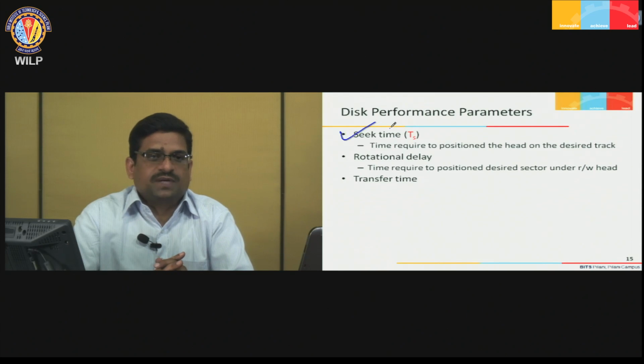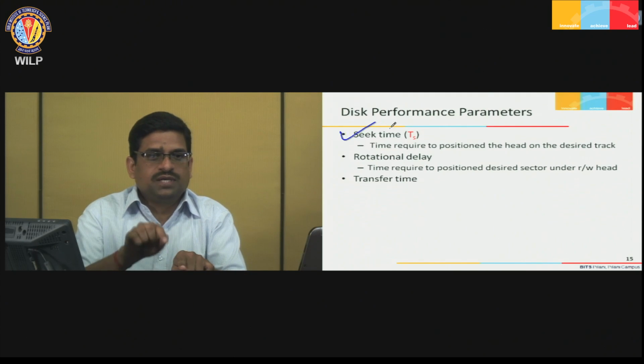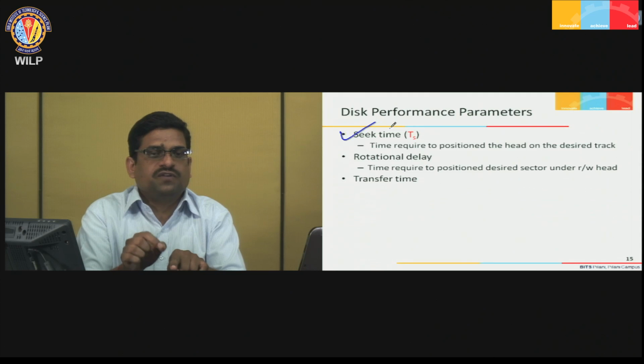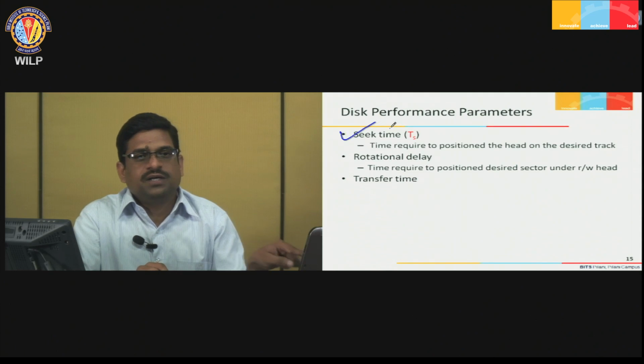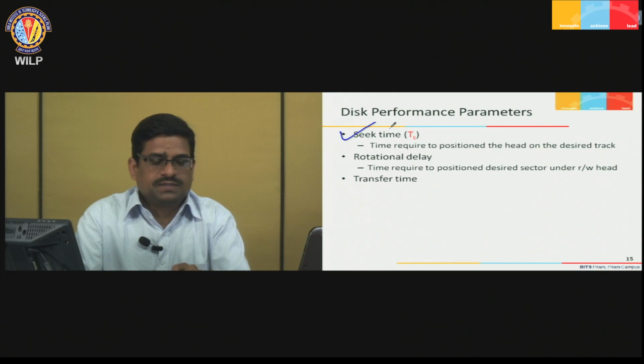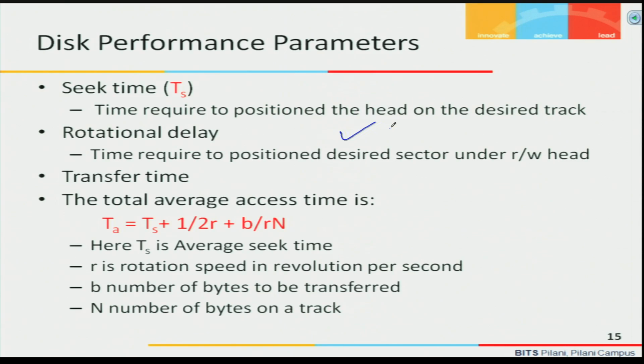Then finally, the transfer time, the amount of time to transfer the data. Once everything is fine, the head is pointing to the desired sector and desired track, then because the disk is rotating, the bit information has to be read and passed via the head to the destination location via the system bus. So the total average access time is the sum of all these 3 factors: seek time, rotational latency and the transfer time.